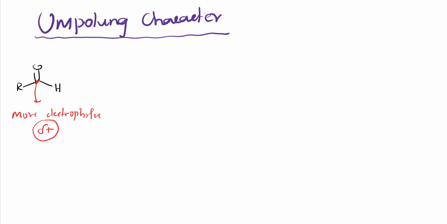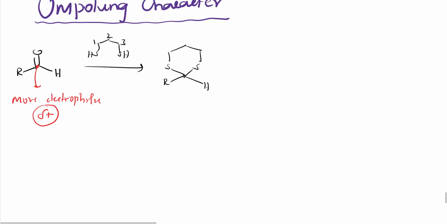So if I react it with 1,3-dithiol, 1, 2, 3, what will I get? I'll get this compound. Here sulfur will be there, here sulfur, and other things as it is. So this is my 1,3-dithiane. Here again you will see this carbon will have delta positive, so it is electrophilic. Why? As it is attached to two sulfur atoms which are electronegative.